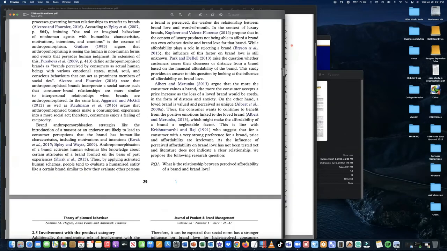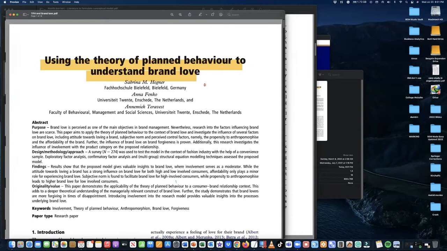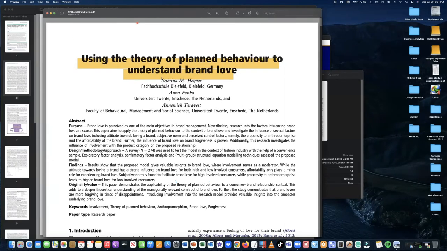Now this is called using the theory of planned behavior to study brand love. So this is a theoretical work. Now you see the difference between a theoretical framework. The theory of planned behavior is a theoretical framework, but the conceptual framework has to be developed to study brand love. The theory of planned behavior doesn't look at love, there's no love in it. It's just for any planned behavior.